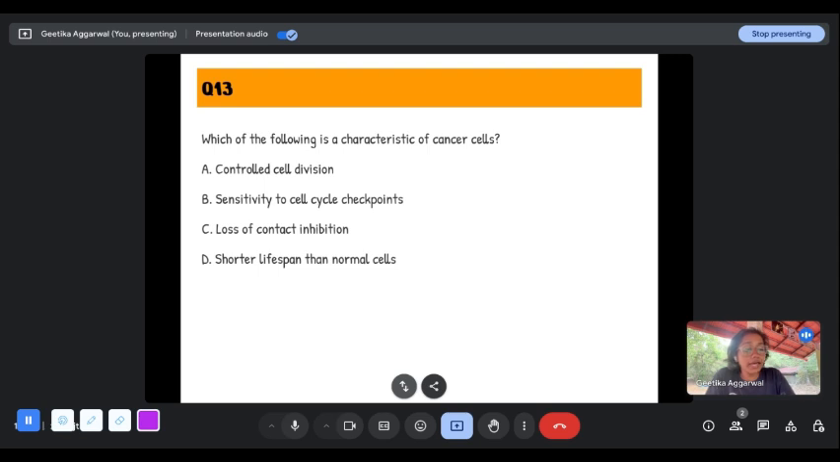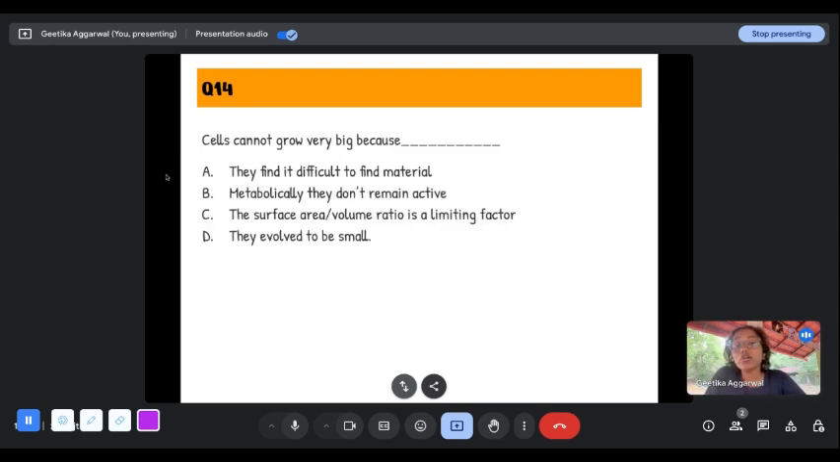Which of the following is a characteristic of cancer cells? Is it controlled cell division, sensitivity to cell cycle checkpoints, loss of contact inhibition, or a shorter lifespan than normal cells? The correct answer is loss of contact inhibition. They are no longer able to stop dividing after coming in contact with neighboring cells. They keep on dividing.